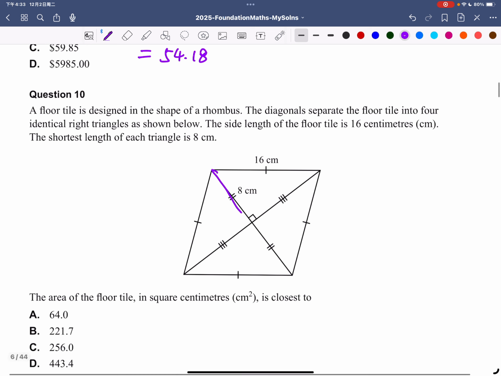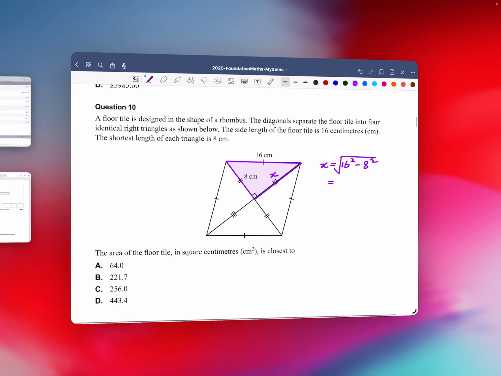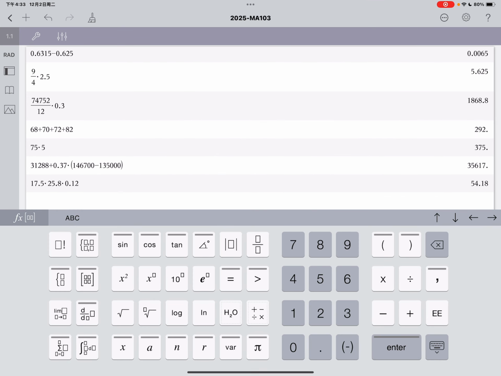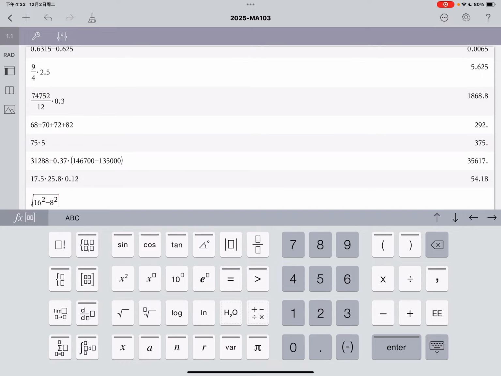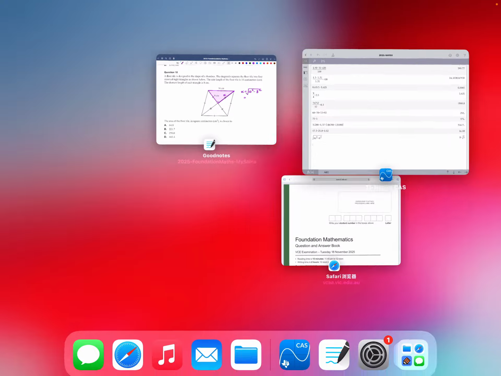So, because this is a right angle triangle, I'm actually calculating the other side. Let's call it x. x equals the square root of 16 squared minus 8 squared. I believe your scientific calculator can deal with that calculation, especially the Casio one or the Texas one, TI-30. Anyway, 16 squared minus 8 squared gives you 8 root 3.